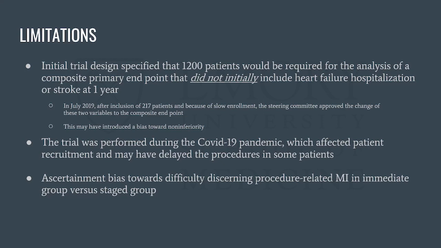Again, this was also toward the tail end of the COVID-19 pandemic, so patients in the staged arm might have been delayed a little bit more because of the logistical challenges during that time as well. And they also mentioned that there might have been some ascertainment bias toward difficulty discerning procedure-related myocardial infarctions in the immediate group versus the staged group, like a type 4 MI situation.